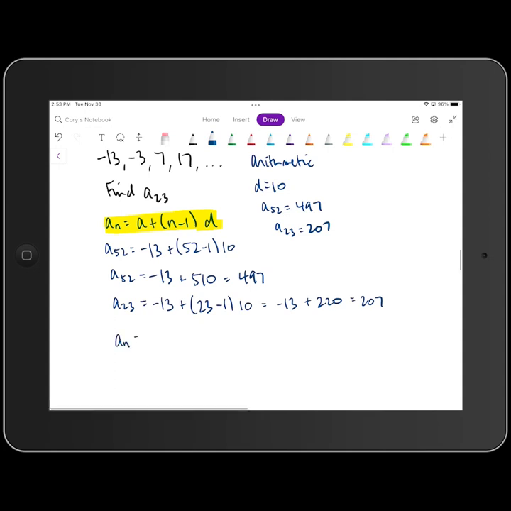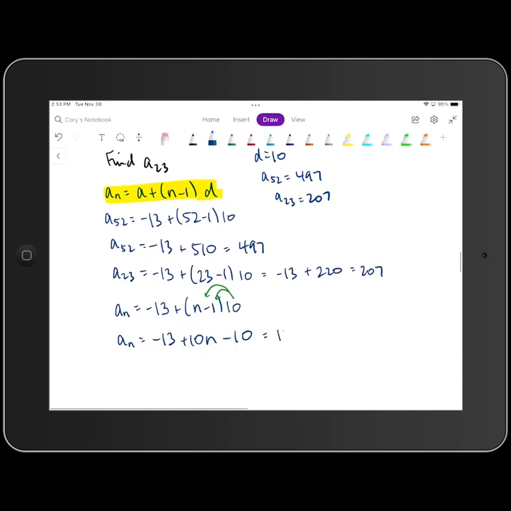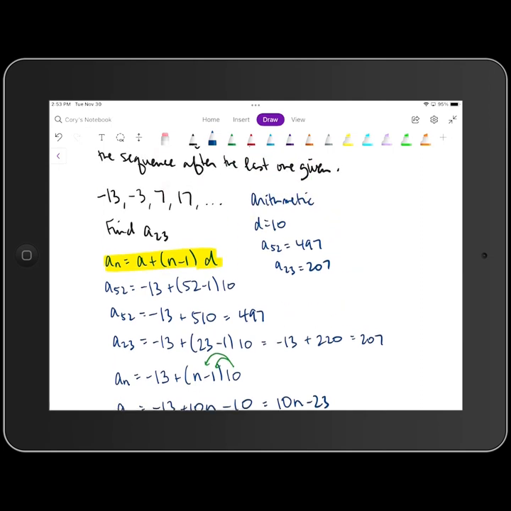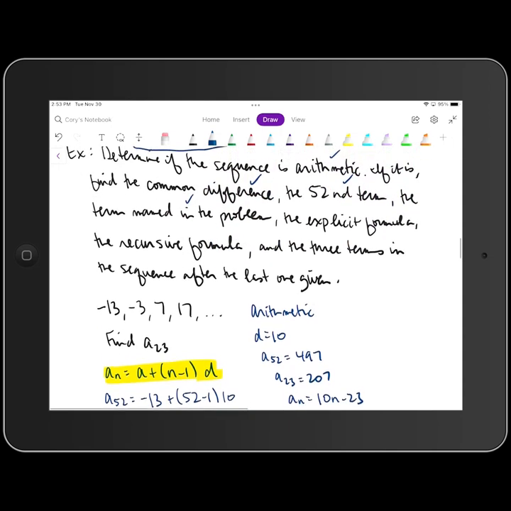So a sub n is equal to a, which is negative 13, plus n minus 1, and then our common difference d is 10. So I'm just going to distribute 10 across both of those terms. So we get a sub n equal to negative 13 plus 10n minus 10. And then when I combine like terms, we get 10n minus 23. Okay, so a sub n is 10n minus 23. Okay, so that is the explicit formula.